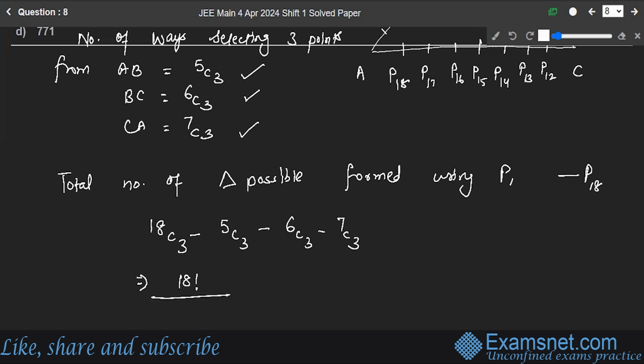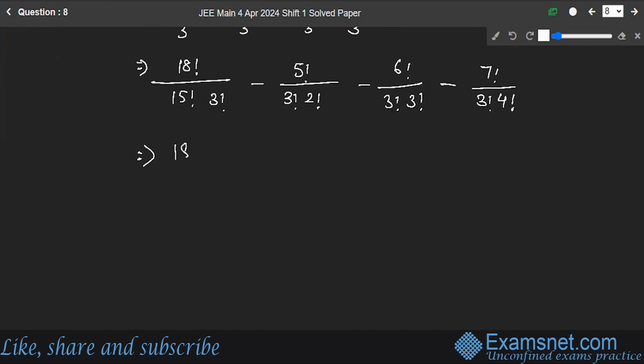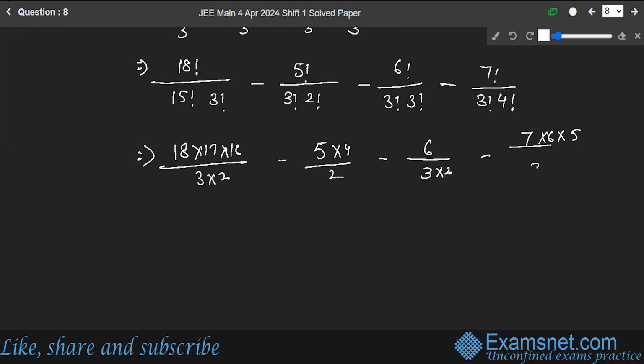18C3, this is 18 factorial upon 18 minus 3, that is 15 factorial upon 3 factorial, minus 5 factorial upon 3 factorial into 2 factorial, minus 6 factorial upon 3 factorial 3 factorial, minus 7 factorial upon 3 factorial and 4 factorial. So this is 18, 17, and 16 upon 3 into 2, minus 5 into 4 upon 2, minus 6 into 3, and this is 7, 6, and 5 upon 3 and 2. This will cancel. This will cancel. And this is 6. This is 3. This will give me 816.